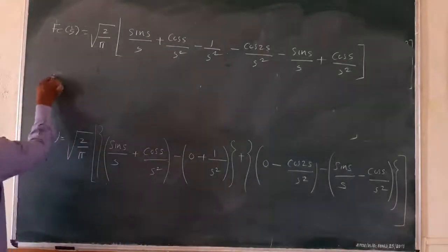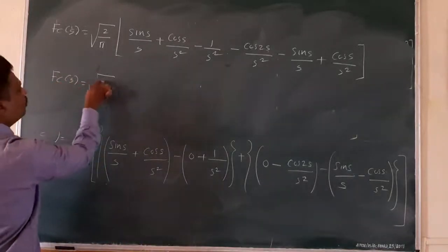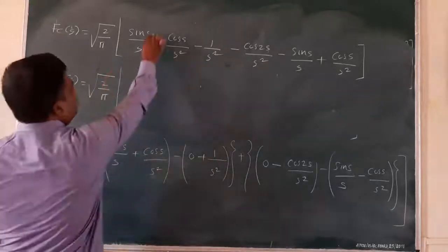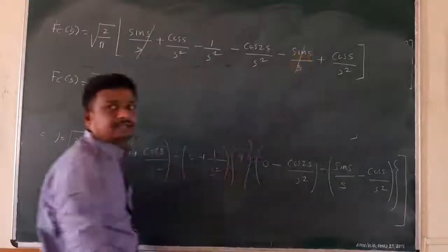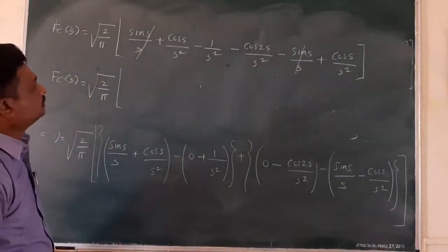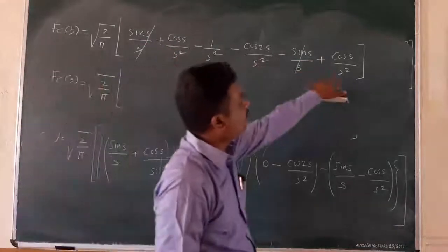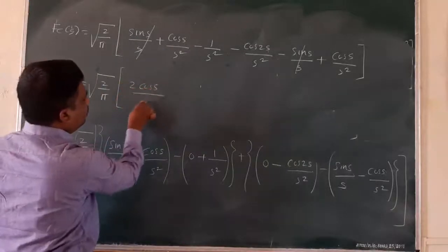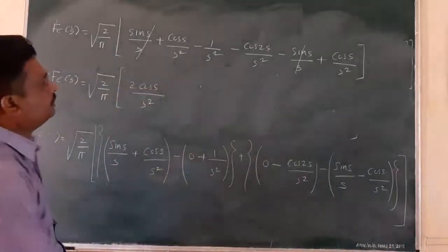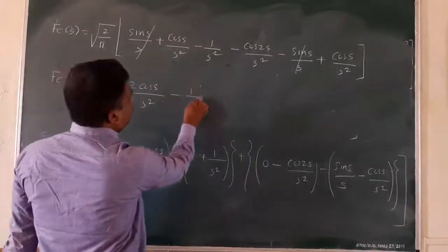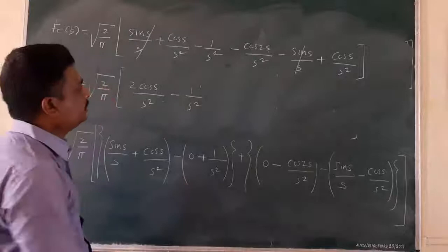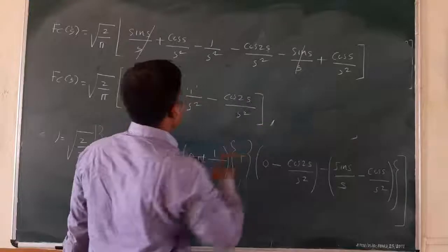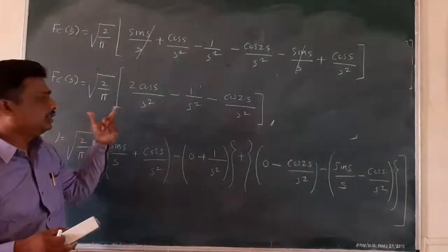So therefore Fc of s is equal to square root of 2 upon pi. Here sin s upon s and sin s upon s get cancelled. So cos s upon s square, here also we are having cos s upon s square, it becomes 2 times cos s upon s square. So minus 1 upon s square, I will write as it is, minus cos 2s upon s square. So this is the required result.